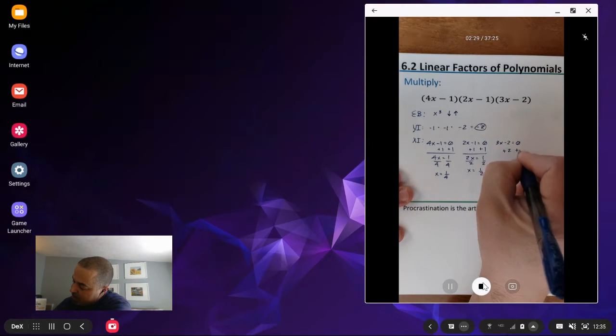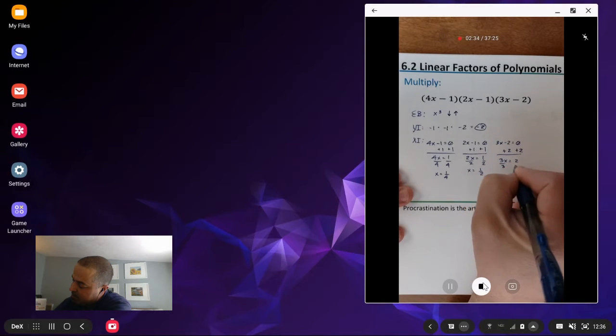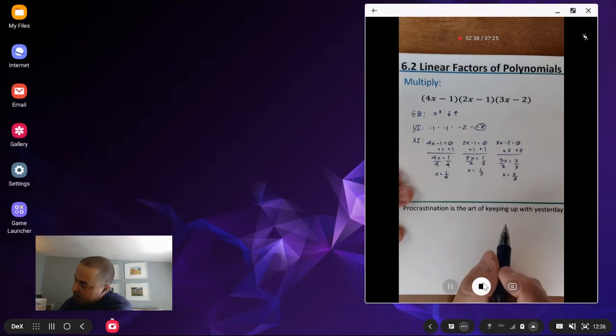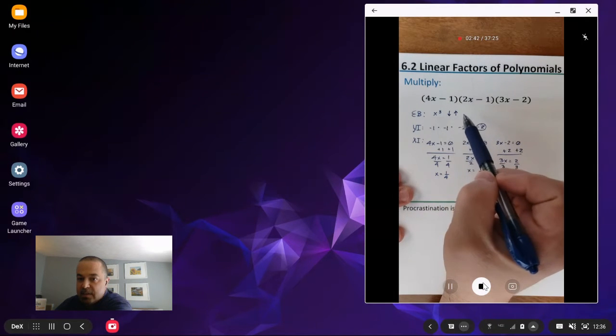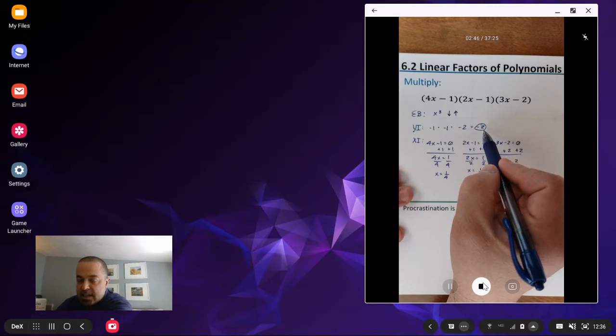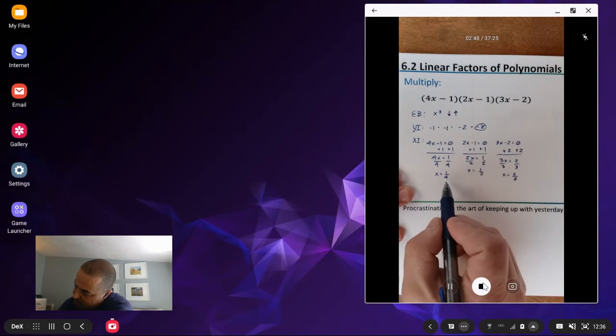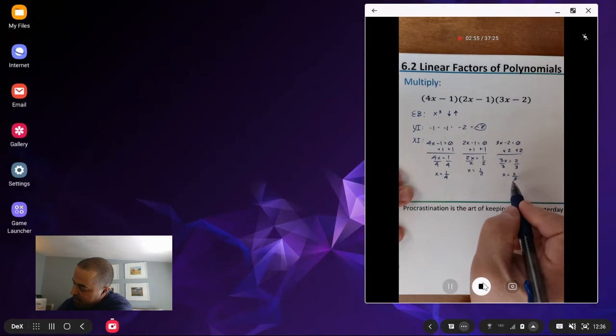Add 2, 3x is equal to 2, divided by 3, divided by 3. x is equal to 2/3. So this is what I'm expecting. I'm expecting a graph that has a down and then an up for the end behavior. It's going to cross the y-axis at -2, and it's going to cross the x-axis at 1/4 or 0.25, 1/2 or 0.5, and x is equal to 2/3 or 0.6667.